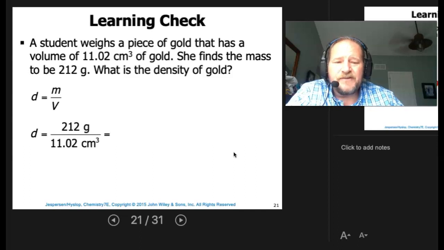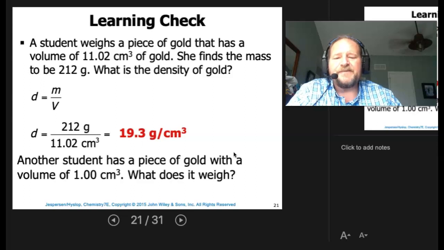I have 212 grams, that's 3 sig figs. 11.02 gives me 4 sig figs. That means our answer can only have 3 significant figures. So when I plug that through my calculator with rounding, I get 19.3 grams per centimeters cubed.